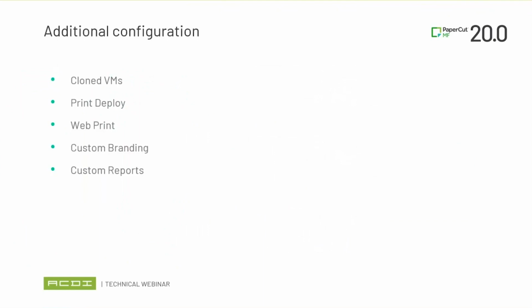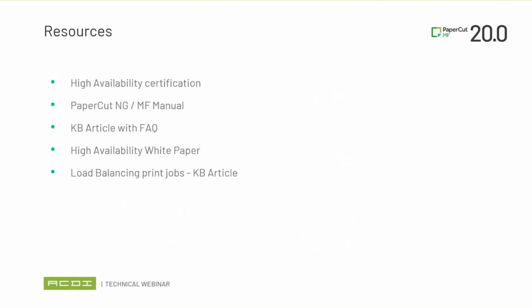Some additional configurations will also be needed when using cloned VMs, print deploy, web print, or if you have any customized branding or reports. Of course, lots of great info available in the knowledge base, and there is a new high availability certification that's available in the LMS section of the PaperCut portal. Do check this one out. It's really intense.